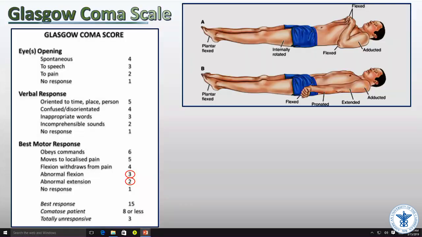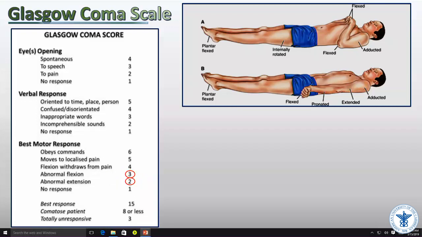Now, two aspects of the Glasgow Coma Scale I wanted to mention is the posturing, which you see in a poor motor response. This indirectly tells you that the brainstem is getting involved. It's not a direct clue, but it's an indirect way. You have an abnormal flexion and an abnormal extension, so that gives you a motor response of 2 and 3.